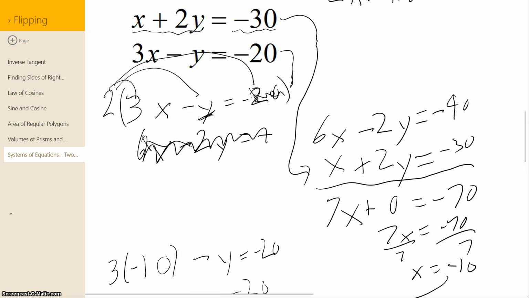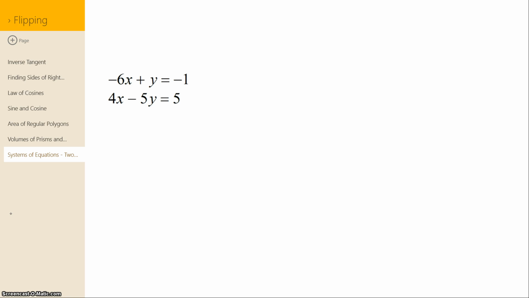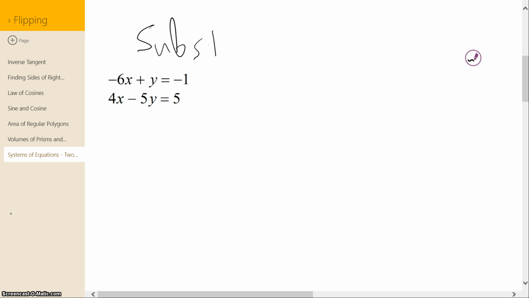Now, there's another method that we can use. We did elimination. We can also do substitution. What we'll do here is solve for one variable, and then use that to plug it into the other equation. Okay, let's see how this works.